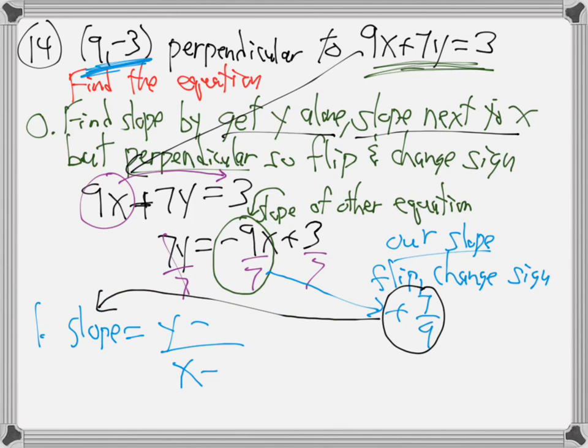So it's going to be 7/9 equals y minus blank over x minus blank, and I'm going to grab, so the x goes behind x, the x of 9 goes behind x, the y of minus 3 goes behind y. Is that good to there?